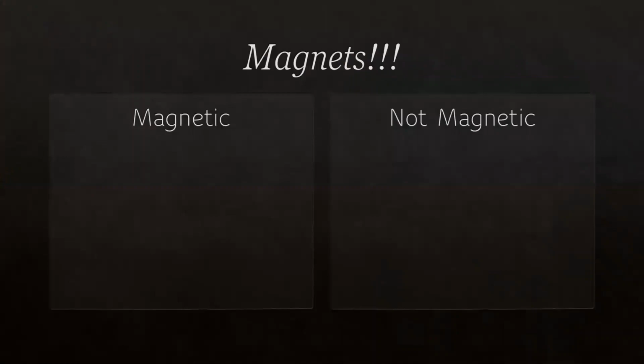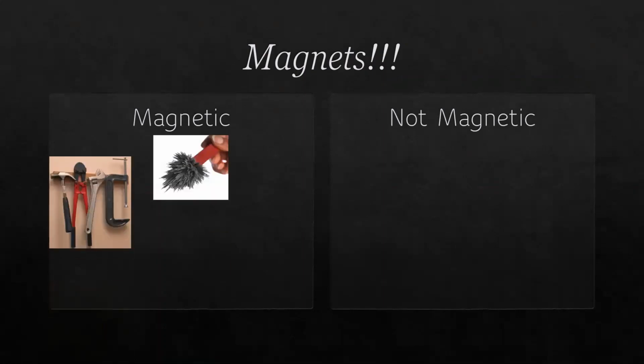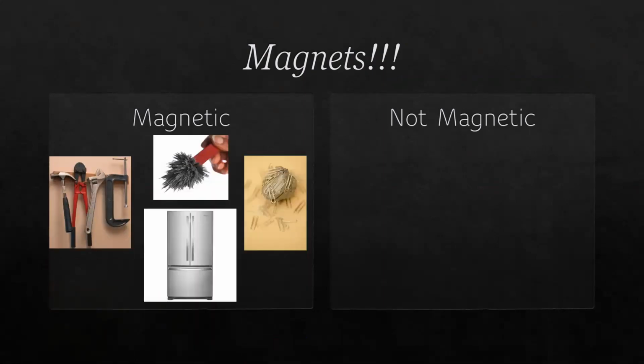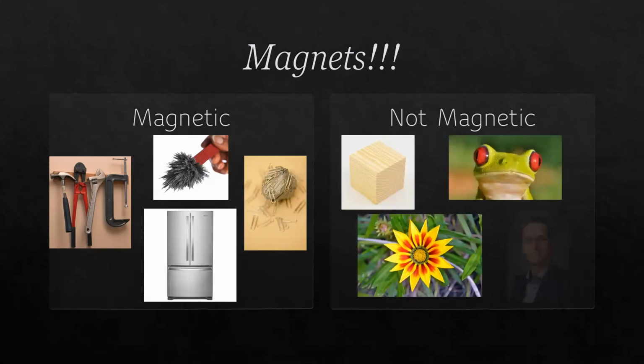Throughout life and in this class, we've learned a little bit about magnets, and we've come to understand some very simple basics, like what things are magnetic: tools, iron filings, the refrigerator, paper clips. And things that aren't magnetic, like a wooden block, a flower, a frog, or Dr. Delacourt. But this is a very simple approach to magnetism, just things that stick together.